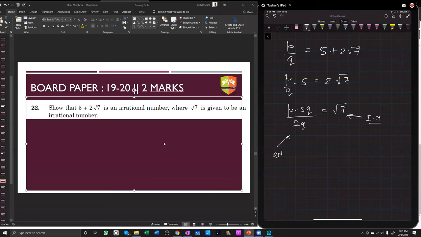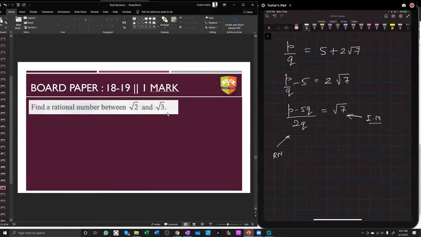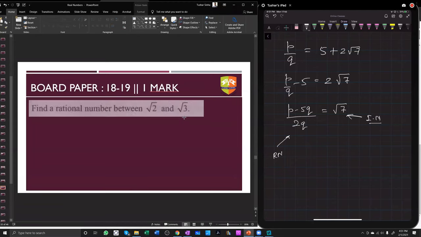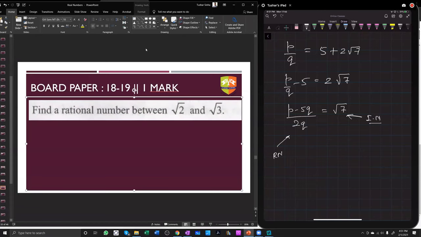Done. Next. Find a rational number between root 2 and root 3. Find a rational number between root 2 and root 3. This is from the year before. They are asking you to find a rational number between root 2 and root 3. What will be the value?